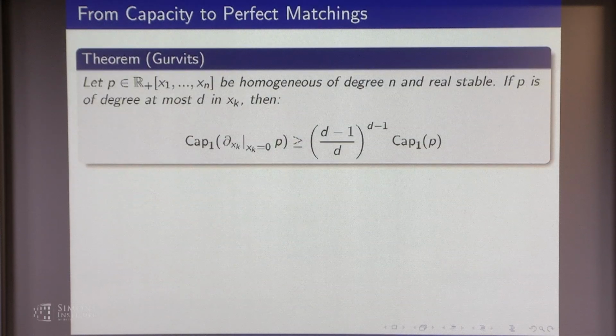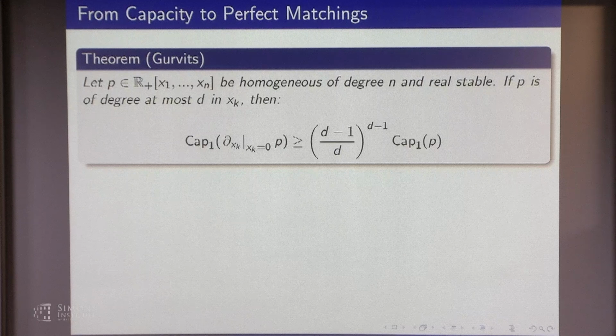Okay. So now maybe you have some intuition of this thing called capacity, maybe you don't. But the point is now we're going to try to combine this capacity with real stable polynomials and see what we can get. The main theorem of Gurvits that I'm going to talk about for this method is the following. If you have a polynomial P where the degree and the number of variables are the same, and it's real stable, and if you know that it's degree at most D in the kth variable, then you get this bound.